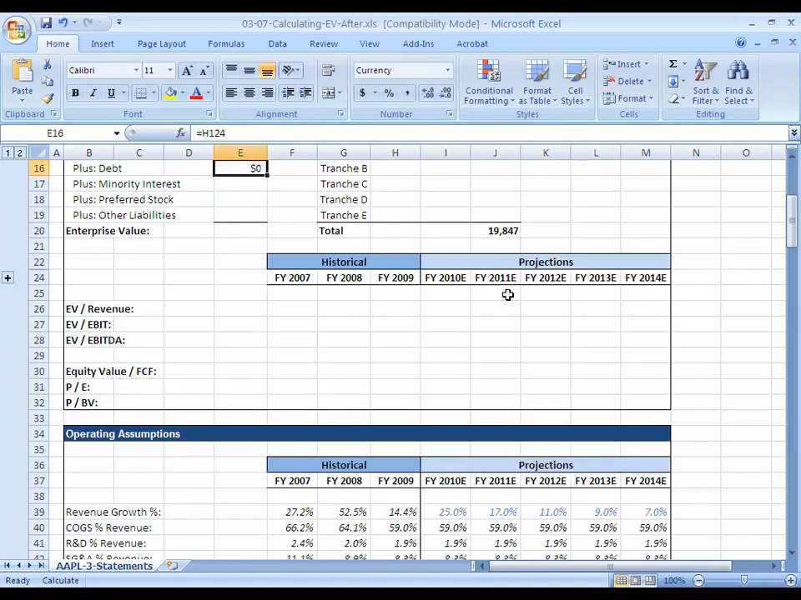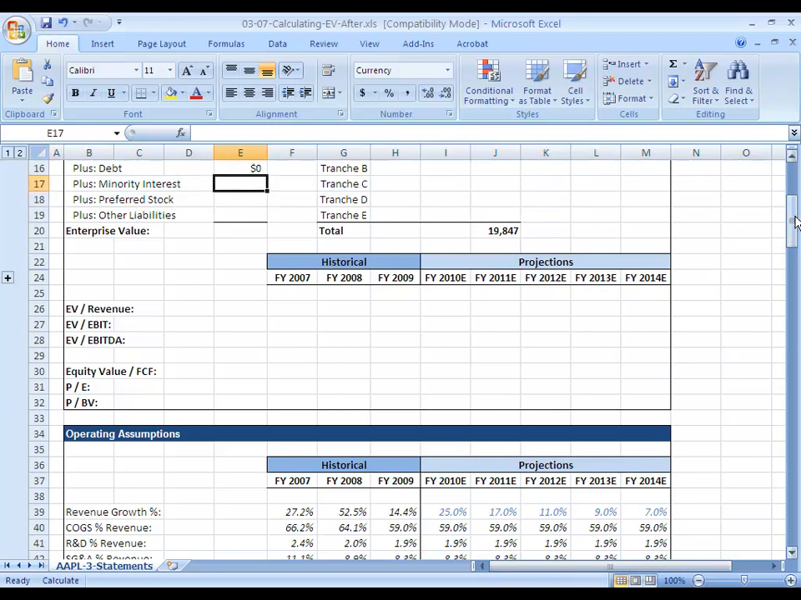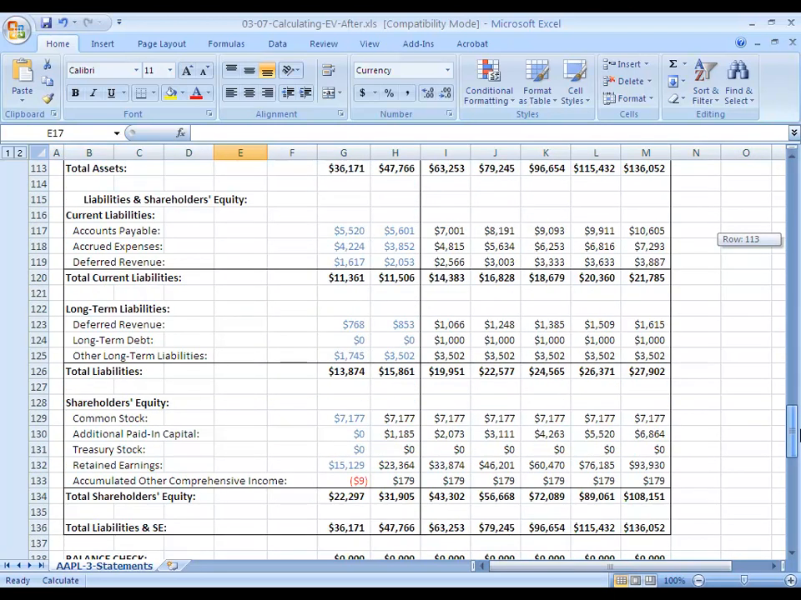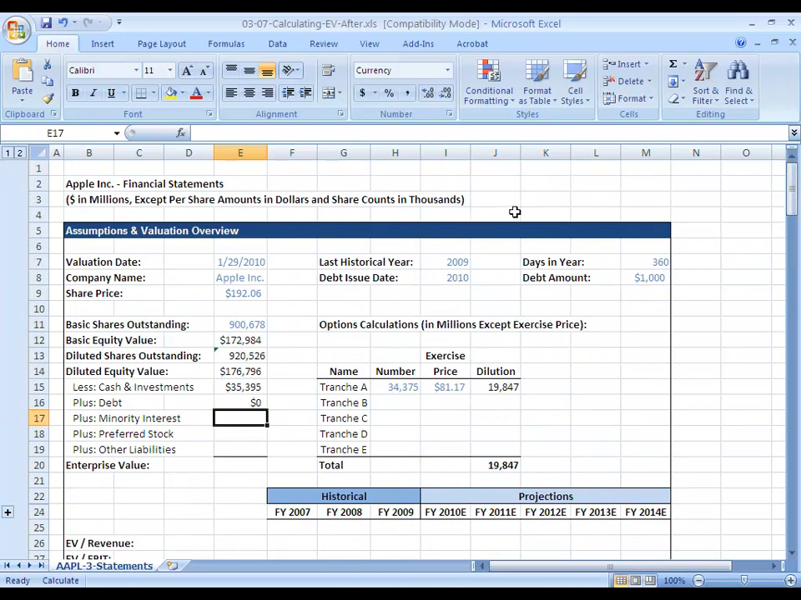Now, for minority interest, this is also usually listed on the balance sheet. This and preferred stock should usually be listed on the balance sheet. But if we go down to our balance sheet, we actually do not see anything here for minority interest or preferred stock. So let's go back up. Now, since they're not on the balance sheet, the next thing that we want to do here is look in the filings and see if we can find them there.